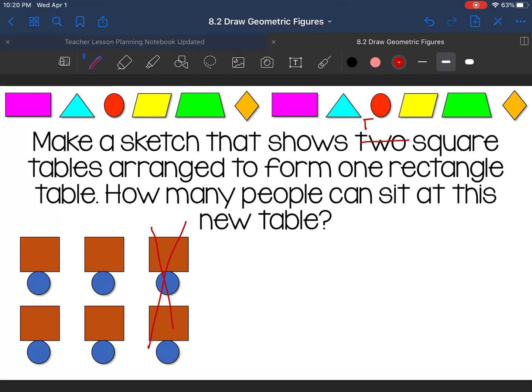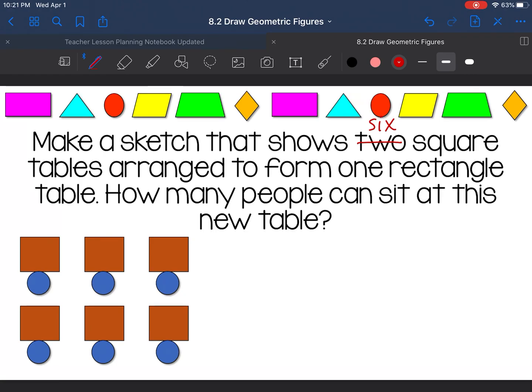All right, actually, let's change that. Sorry, guys. That's a typo. It shouldn't say 2. Michelle, you had to reread that one for a second. It actually should say 6. So let's show our 6 square tables arranged to form one rectangular table, okay? So I need to form a rectangle.